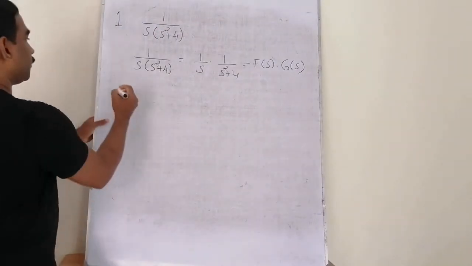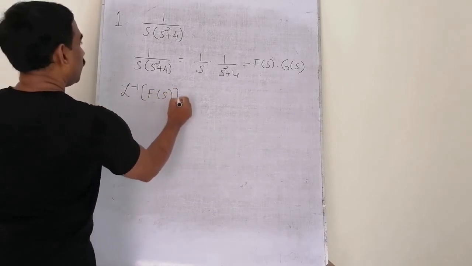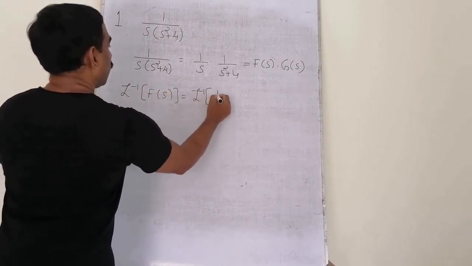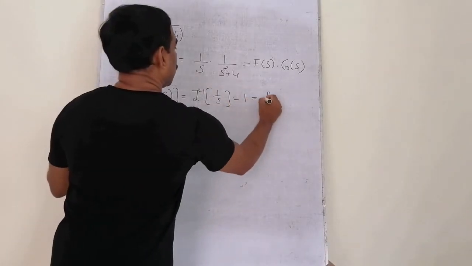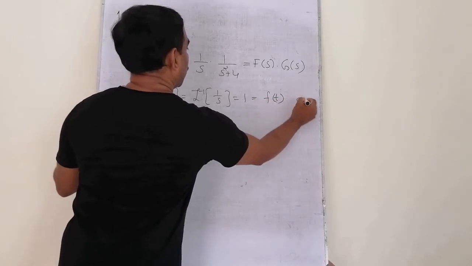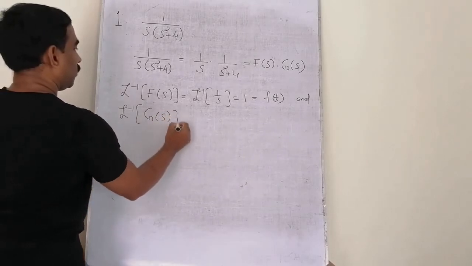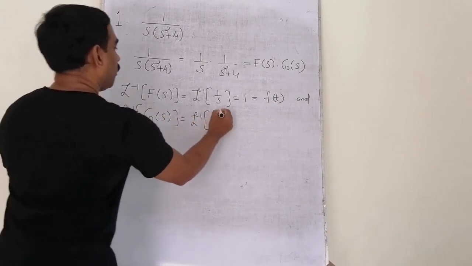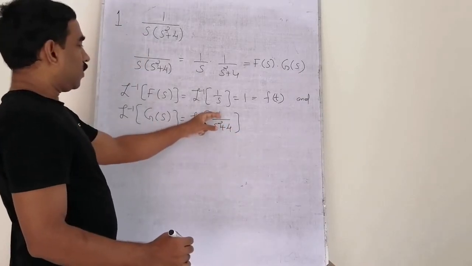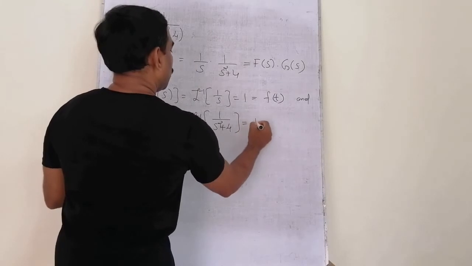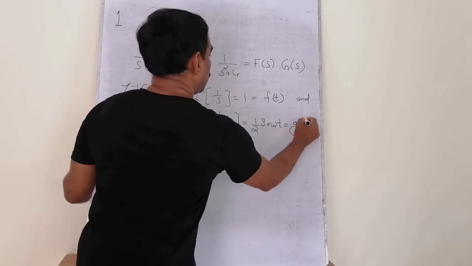So that the inverse Laplace transform of F(s), L inverse of F(s), is equal to L inverse of 1 by s, that is equal to 1. We call this function f(t). And L inverse of G(s) is equal to L inverse of 1 by (s square plus 4), so this is L inverse of 1 by (s square plus 2 square). So this is equal to 1 by 2 sine 2t, and let this function be g(t).